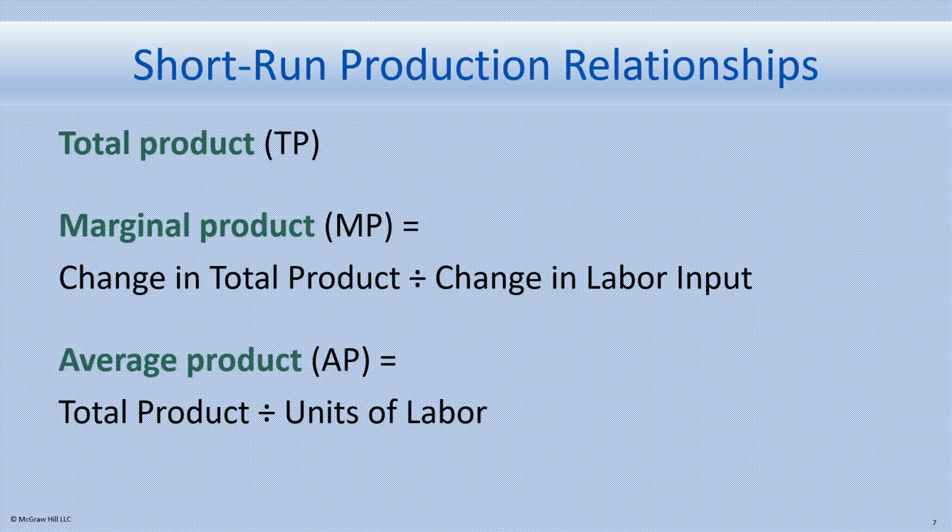input. So the average product and marginal product are going to be expressed in terms of units of labor. Marginal product is the change in total product divided by the change in labor input. Average product is the total product divided by units of labor. I hope this makes sense. We're going to be doing some calculations with this in a minute. This marginal product, we had an expression like it when we were computing marginal utility. It's kind of the same thing here.